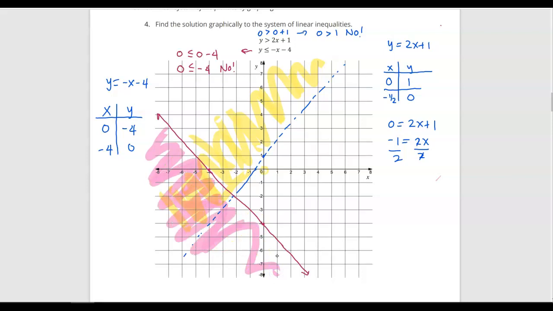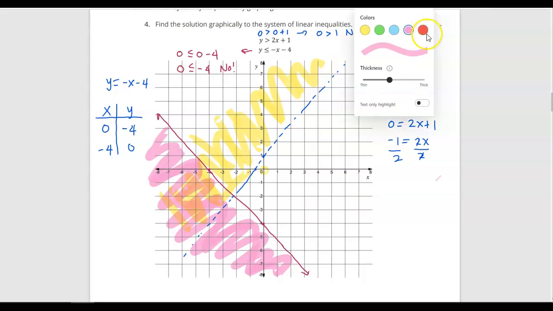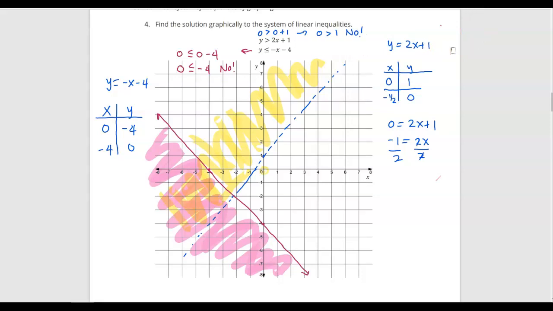So this region here. Then you just have to consider the region that overlaps, or the region that is shaded twice. The region that is shaded twice will be the solution for our system of linear inequalities, and it is this region here. So that region is shaded twice, shaded with yellow and pink. So that is the solution. All the points that lie on that region is the solution for our system of linear inequalities.